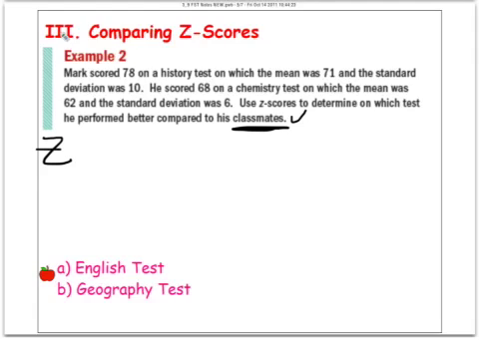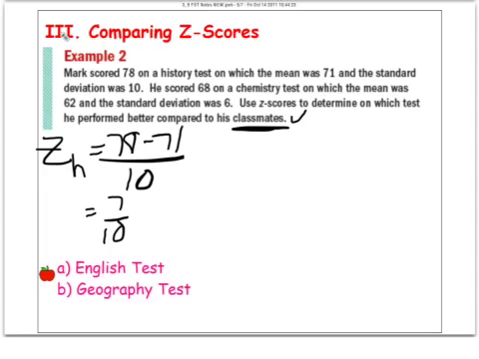Let me do the z-score of the history. So z of history is my history score minus the mean, over the standard deviation. And that's just going to give me 7 over 10, which is the same as 0.7. Okay. A positive z-score seems good.